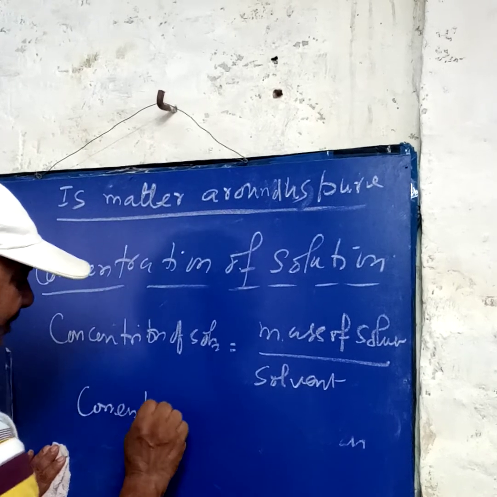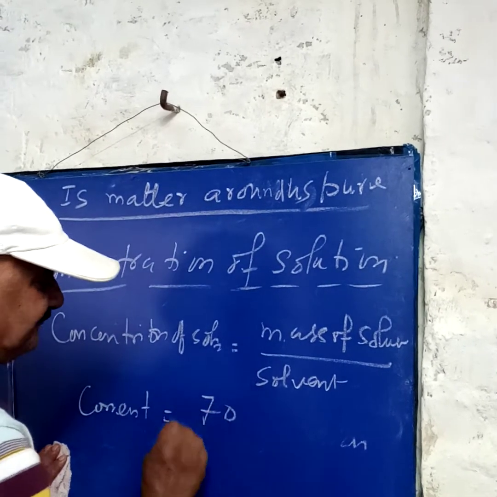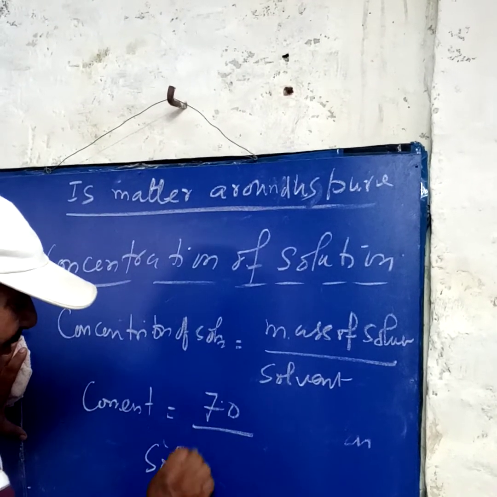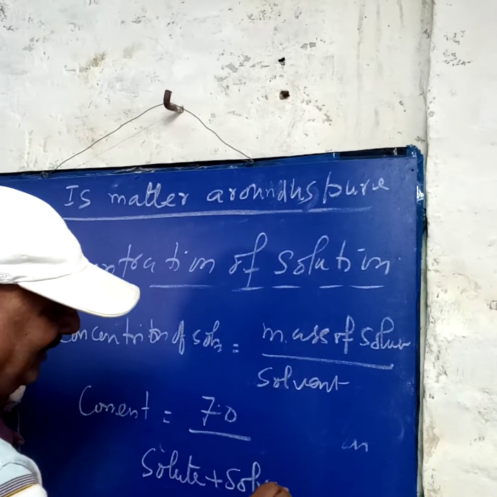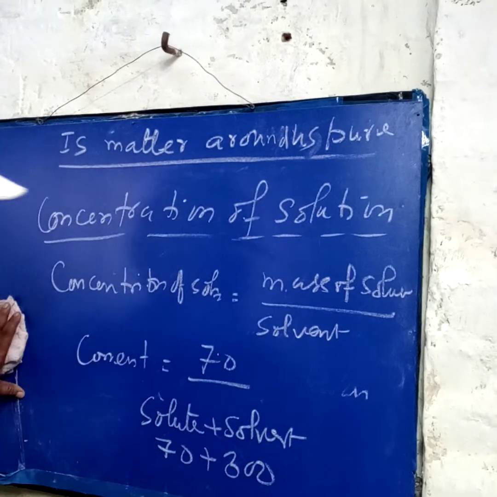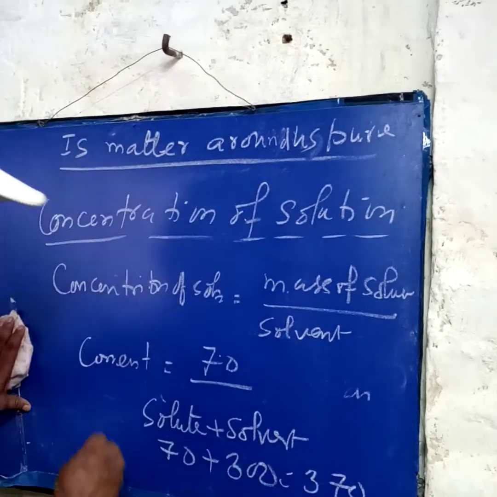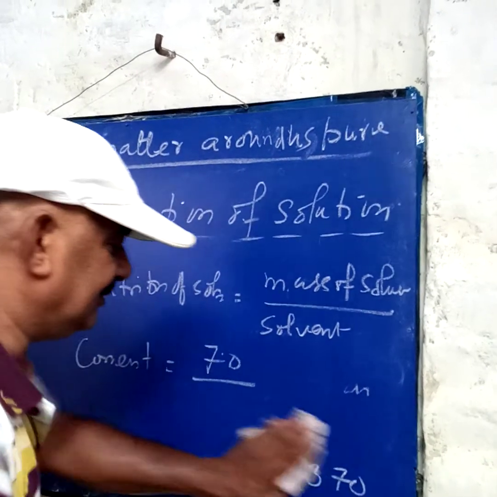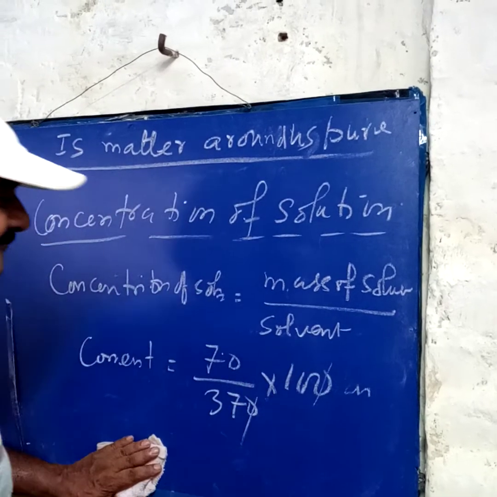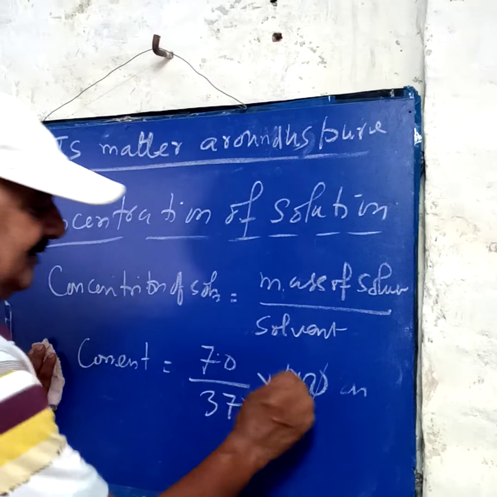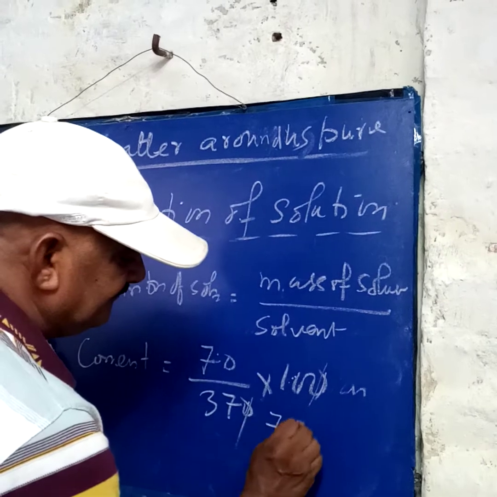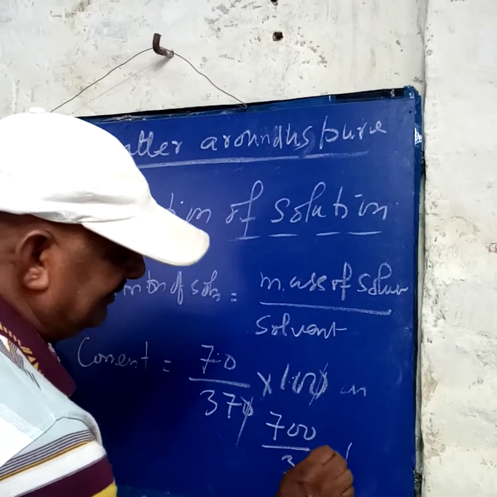Concentration of solution is the mass of solute, 70 gram, by mass of solution. Solution is the solute plus solvent. How much solute is given? 70 gram, and solvent given is 300 gram. This is 370, this is the solution. The solution is 370, according to the formula, into 100. Now cancel the zeros, after cancelling you multiply. 700 by 37, divide it. Percentage. Find the percentage.